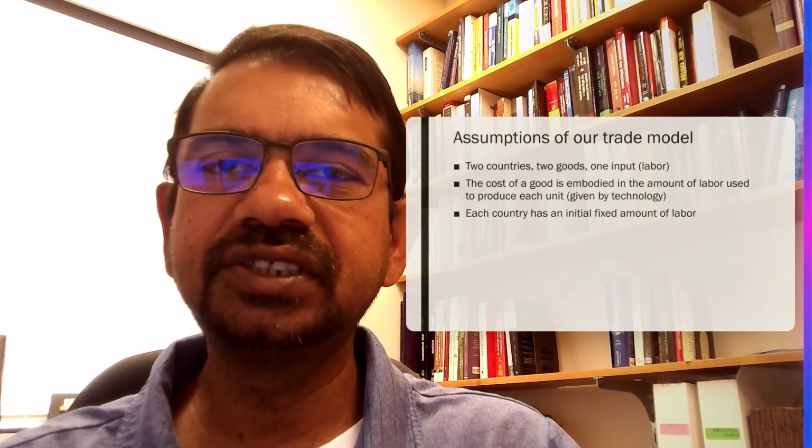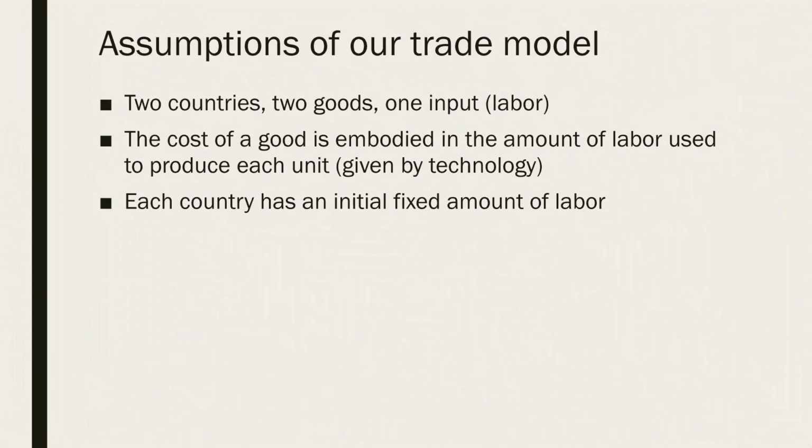What we will assume is that our world consists of two countries, two goods, and one input, which we will assume is labor. The cost of a good is embodied in the amount of labor used to produce each good. What that means is that if a good needs more labor, that good will be more costly because workers are paid their wages, and that is what the cost of production of that good would be. Now, how much labor is used to produce each good is what we define as technology.